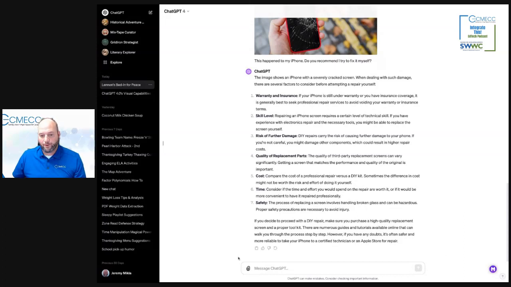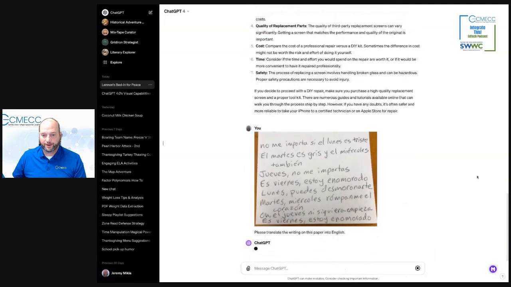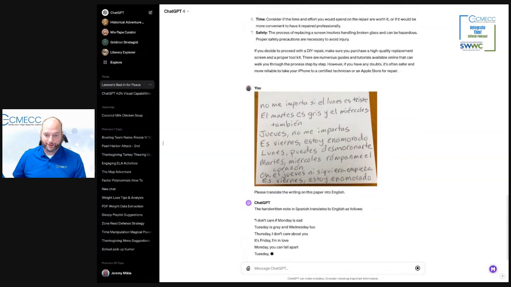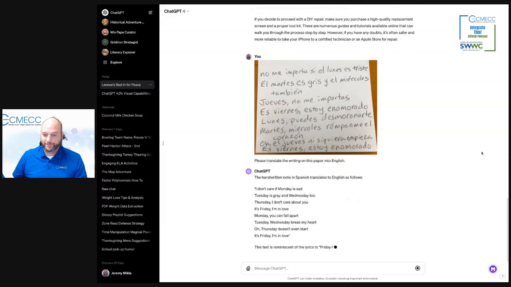I'm going to share one more here, because again, we're just giving you some ideas of the different ways you can do this. And this is, I think, a really powerful one as well. What I have here is a handwritten note that has a message on it in Spanish. It's not even typed, it's handwritten, and I'm going to ask it to translate the writing on this paper into English. So let's see how it does. I don't speak Spanish, so you're going to have to tell me, Spanish speakers, if it did pretty well or if it missed some of it.